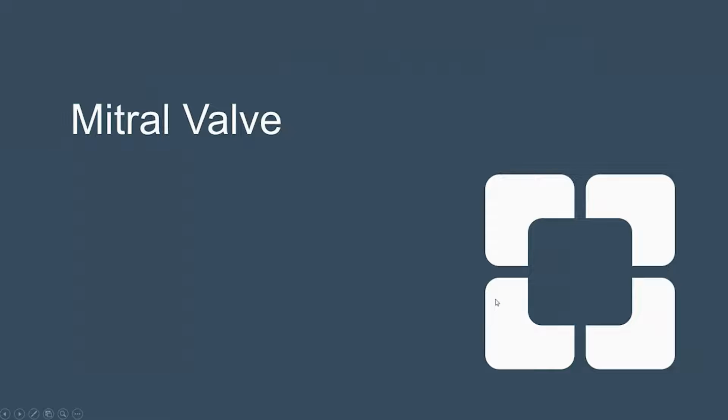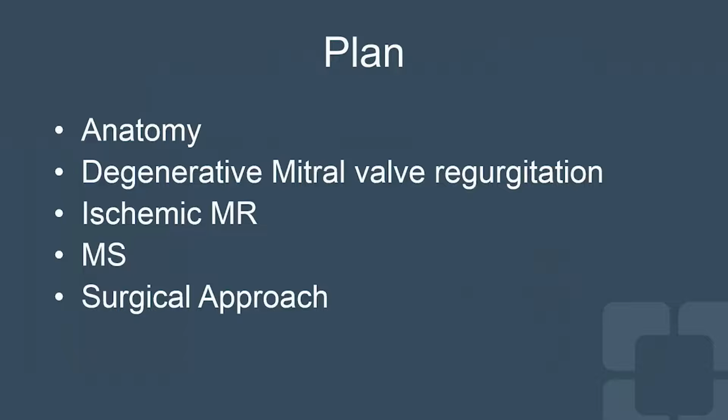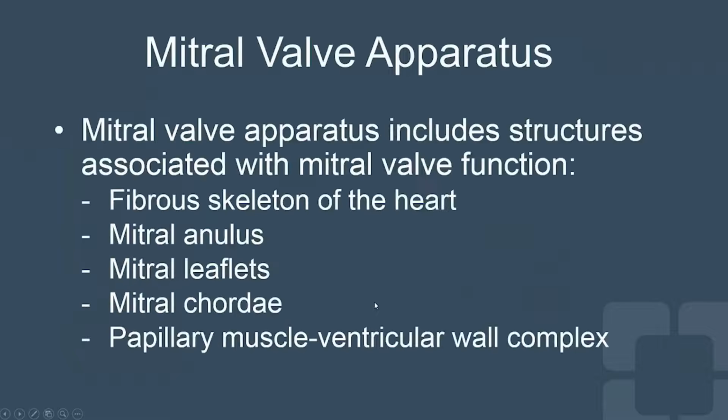So now I'll skip to the next chapter of my talk, with the mitral valves. I'm going to be talking about the anatomy of the mitral valve. I'll be talking about degenerative mitral valve regurgitation and ischemic mitral regurgitation. I'm essentially going to skip mitral stenosis because it's something that we see less and less now as rheumatic disease is becoming less prevalent, and also talk a little bit about the surgical approaches.